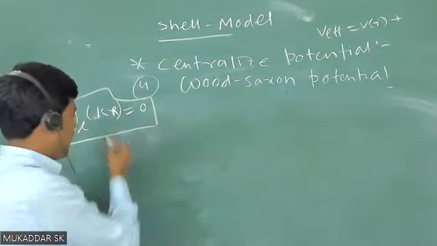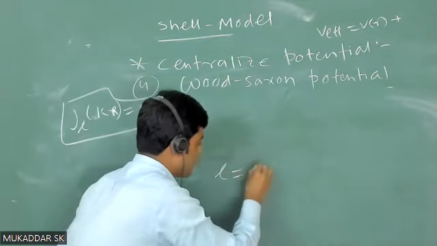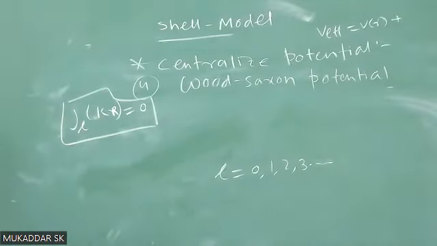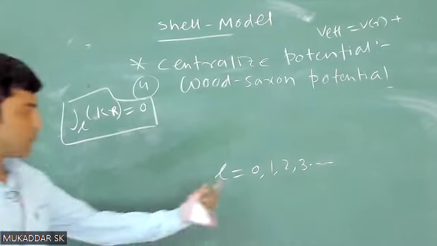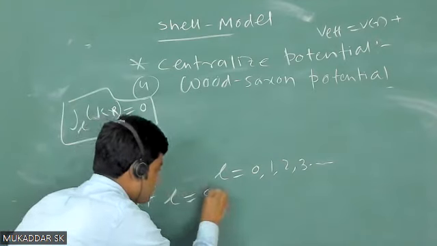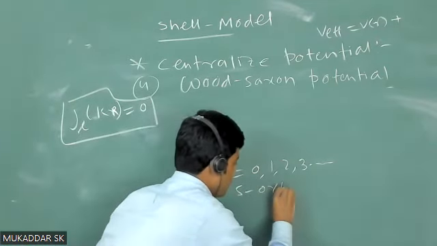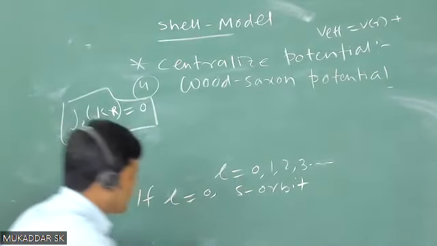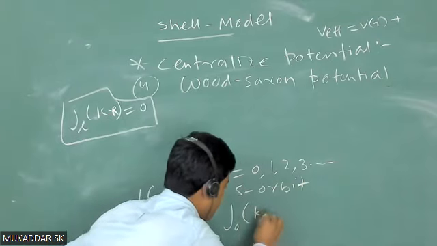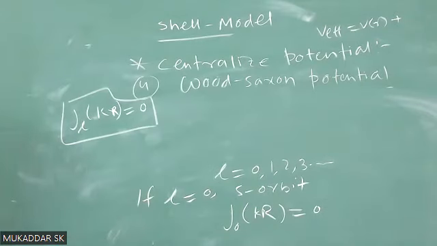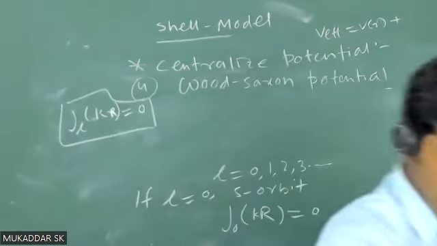Now, if you substitute, what can the L values be? 0, 1, 2, 3, and so on, right? The possible values of L. L is the orbital angular momentum quantum number, and that can take value 0, 1, 2, 3, and so on. If L equals to 0, this is called S orbit. So at L equals to 0, J0 K of R is 0.